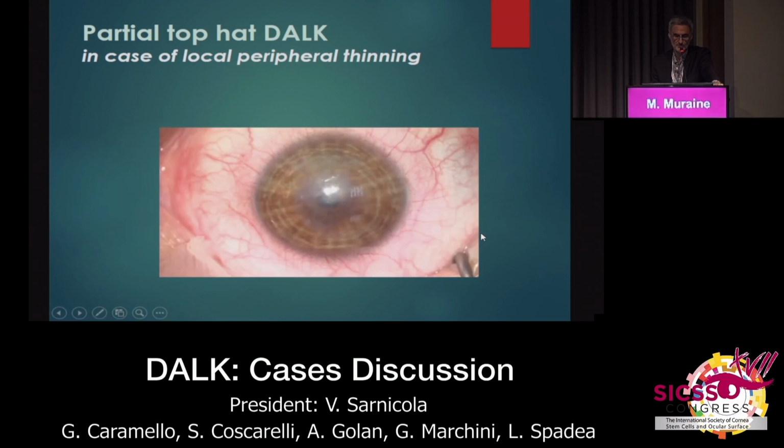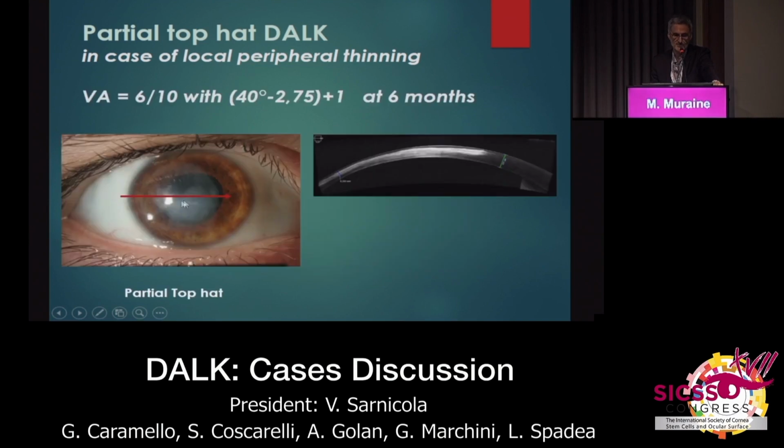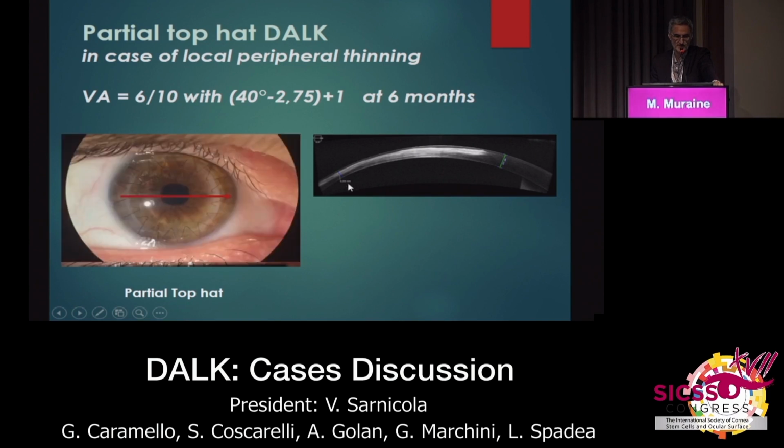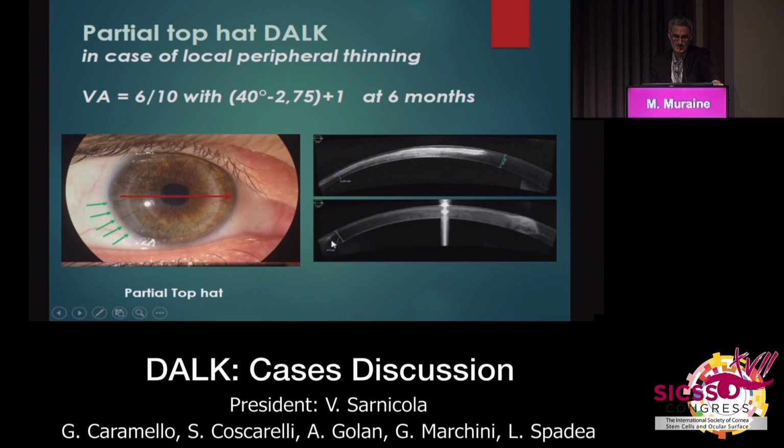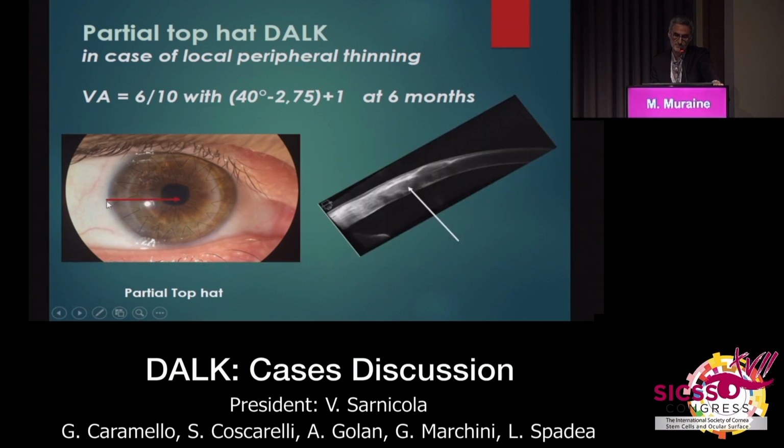It's not so easy to perform it. So this is a preoperative patient. In this place you have the thinning, and this is postoperative where you have the little skirt at the periphery with the arrow, and here is the thickening of your cornea in temporal. This is a lamellar graft, and if you focus just on the area of the little skirt, you have here the thickening of your cornea, and the patient recovers 0.6 with minus 2.75 plus 1 at 40 degrees at 6 months.